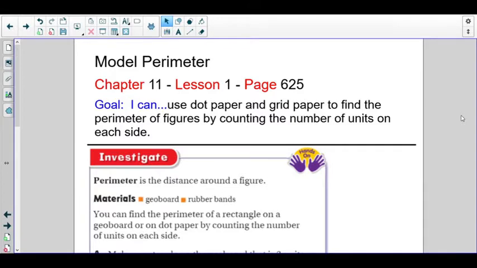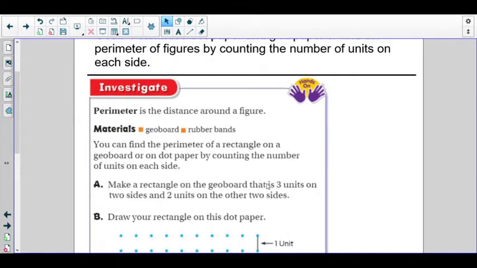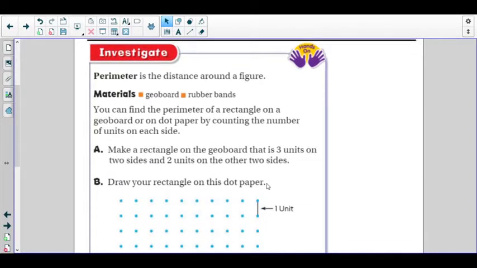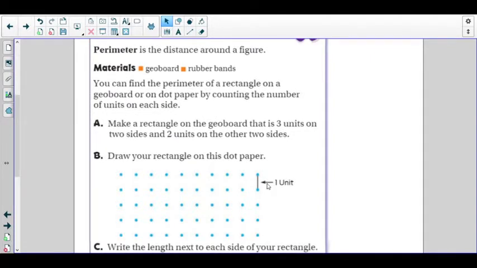I can use dot paper and grid paper to find the perimeter of figures by counting the number of units on each side. And what they're having us do here, if we were here at school and had enough to pass out, is a thing called a geo board, with rubber bands. But in the wonderful world of technology, we have some of these that are interactive.